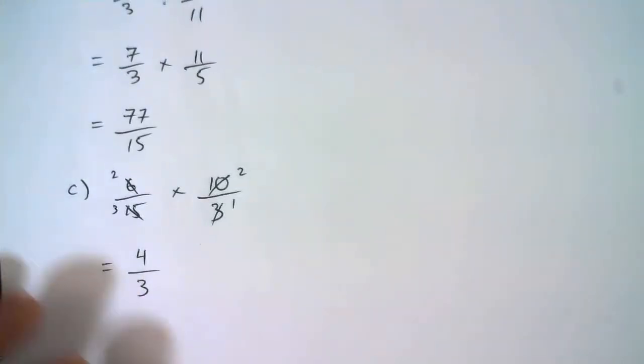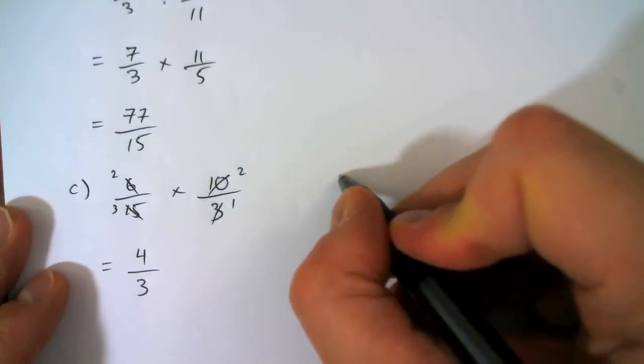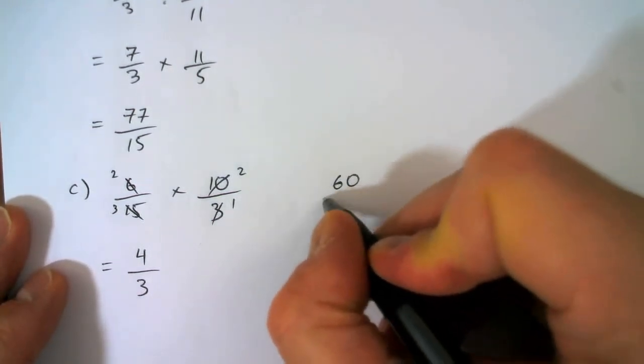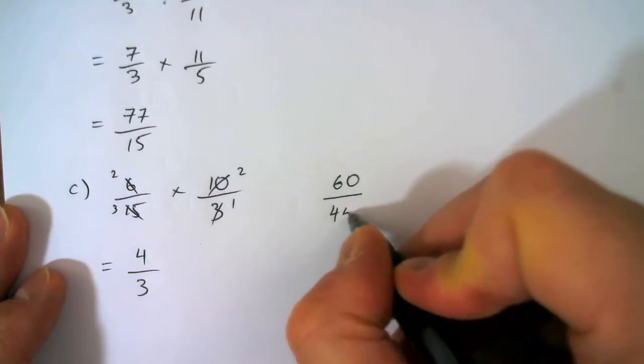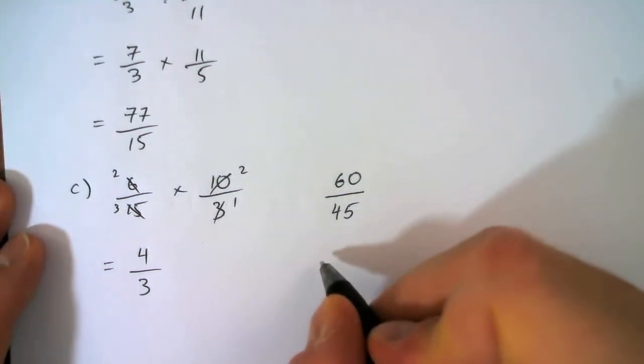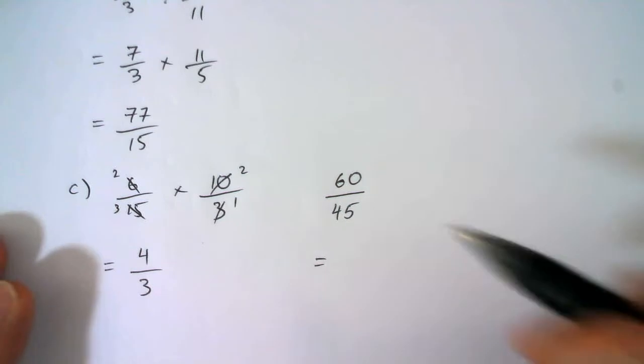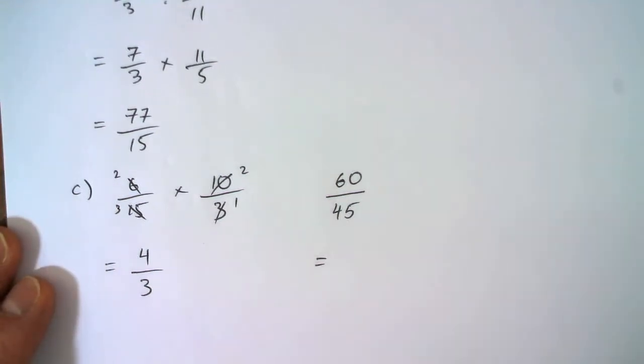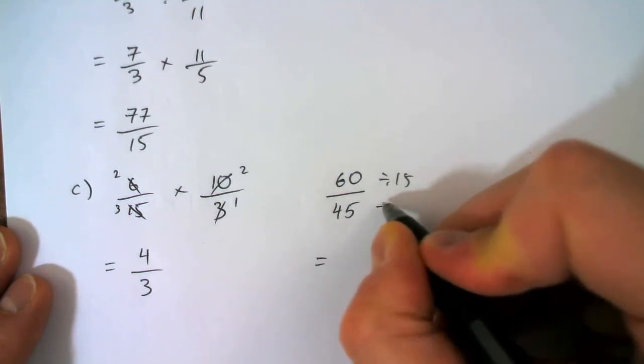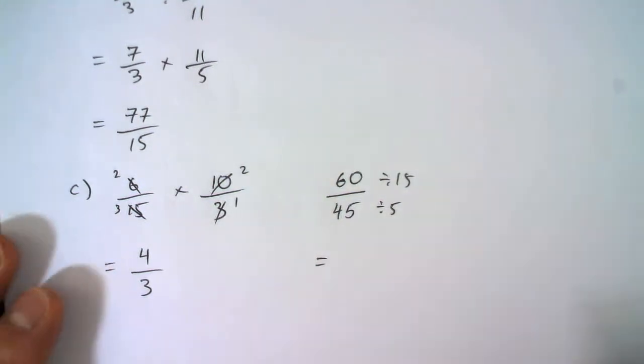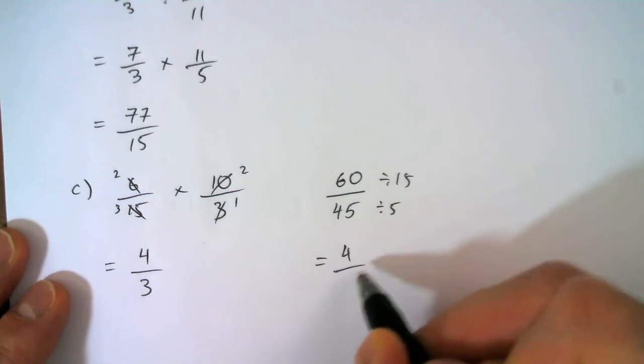If we had done this the long way, we would have got 60 over 45. And then we would have divided the numerator by 15 and the denominator by 15 to get 4/3.